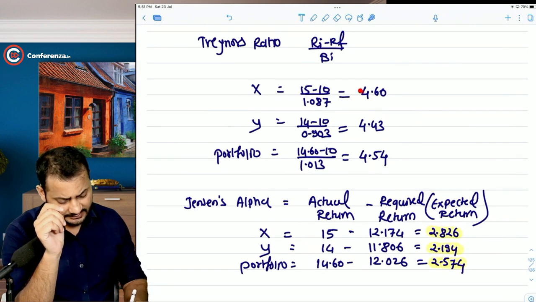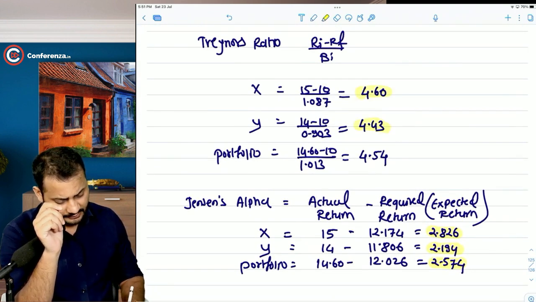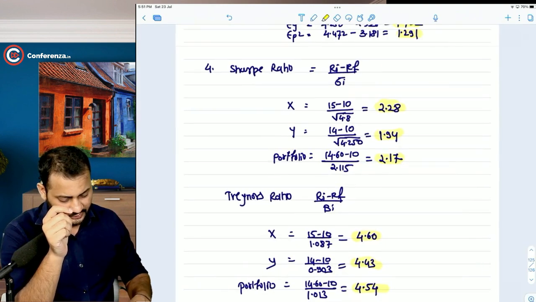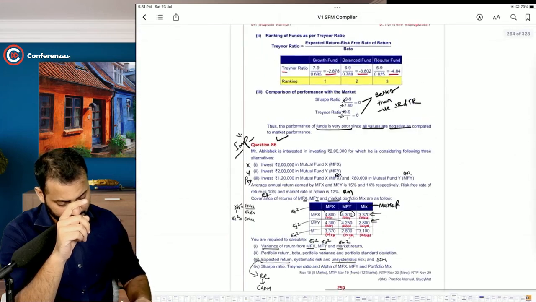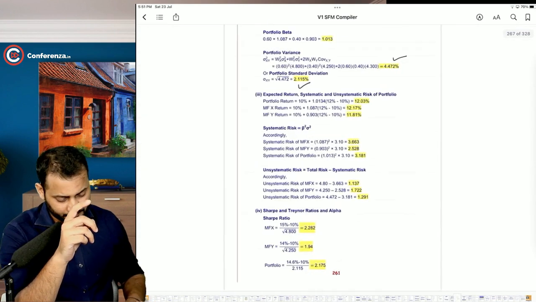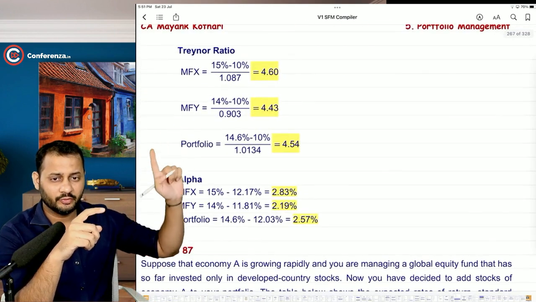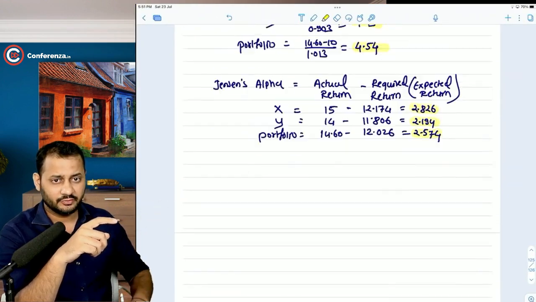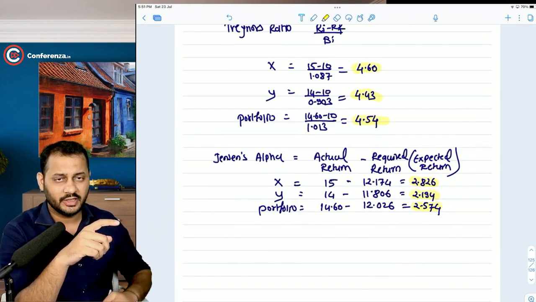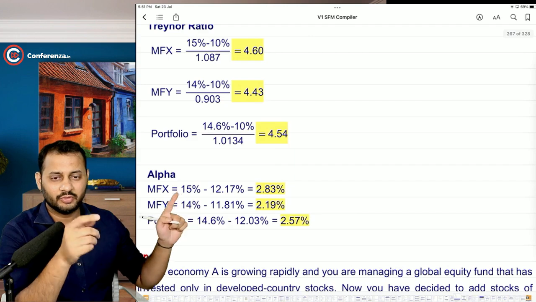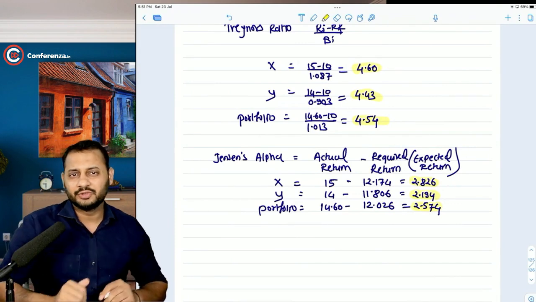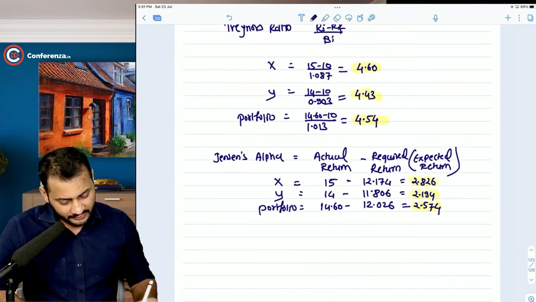Let's cross check these answers. First, let me put a 2.28, Sharpe ratio 1.94 and 2.17. Then 4.6, 4.43, 4.54, and 2.826, 2.194 and 2.574. 2.826 means 2.83, 2.19 and 2.57. 2.57 in two digits. So these are the percentages.